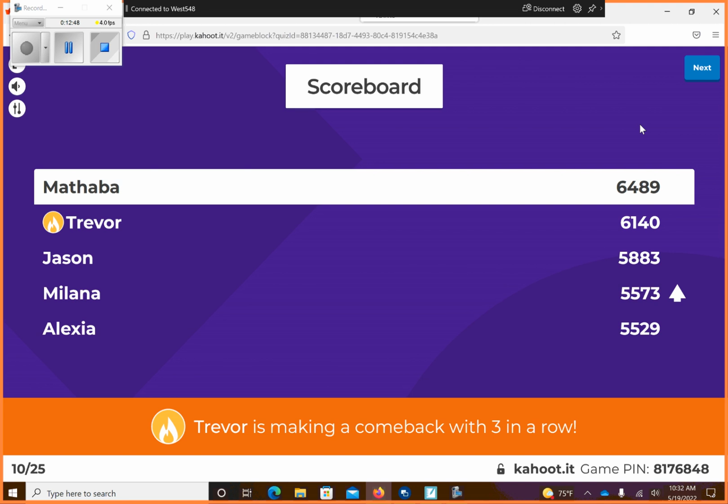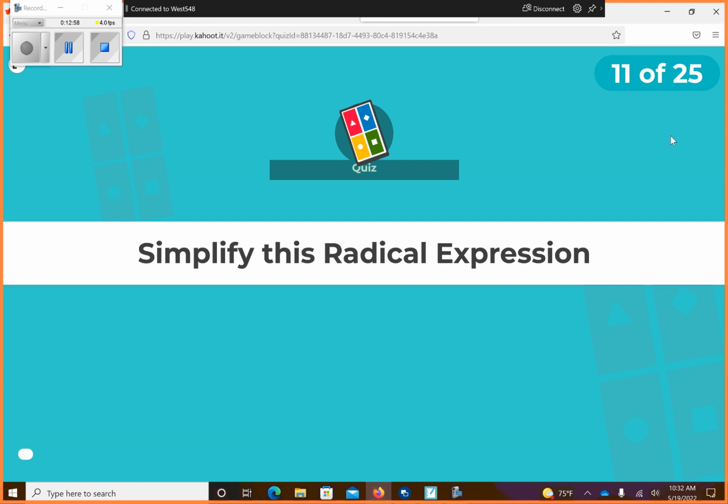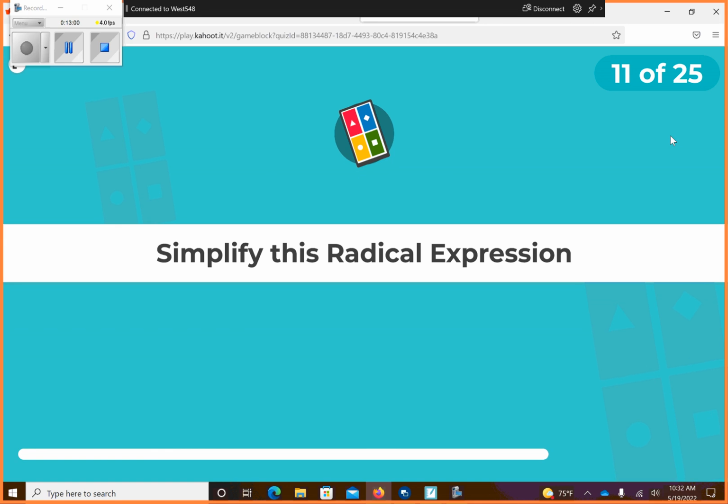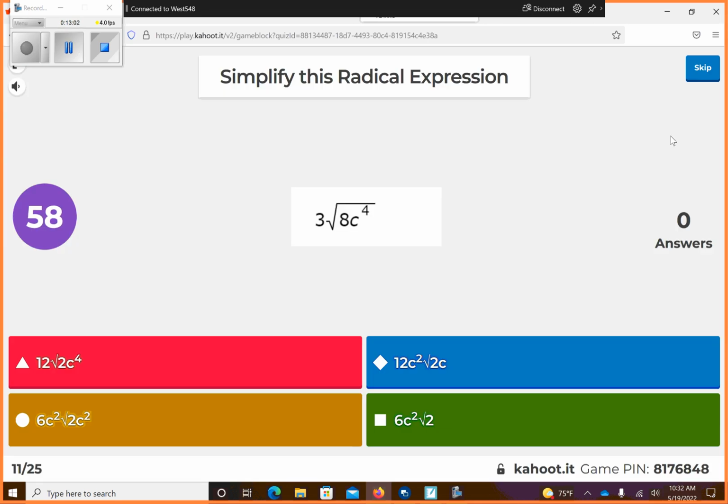Woo! Look at that, Trevor with the 3 in a row. Trevor might be on a streak. Look at this. Who's going to beat Mathalba? Number 11. Here we go. Oh.